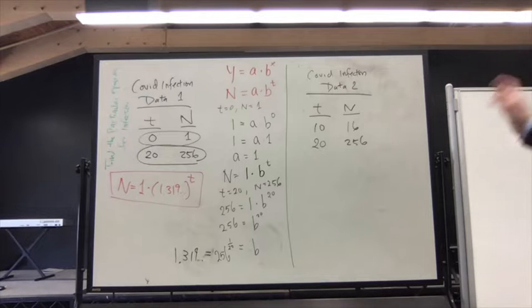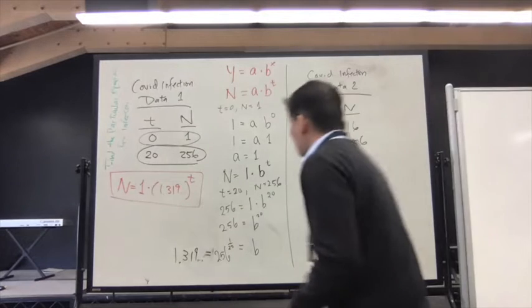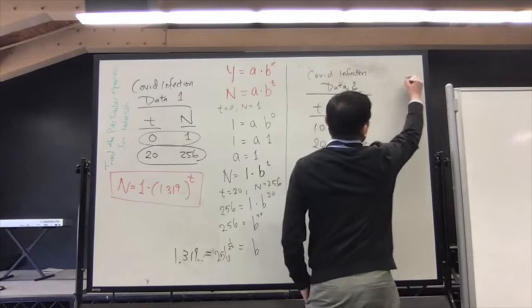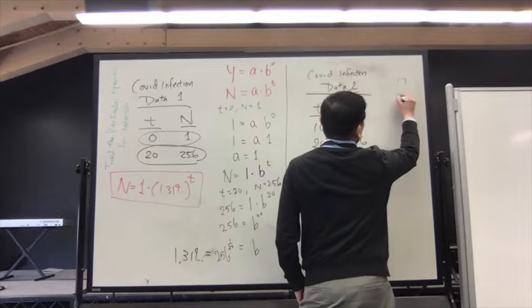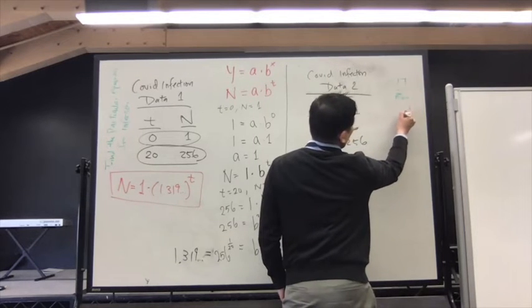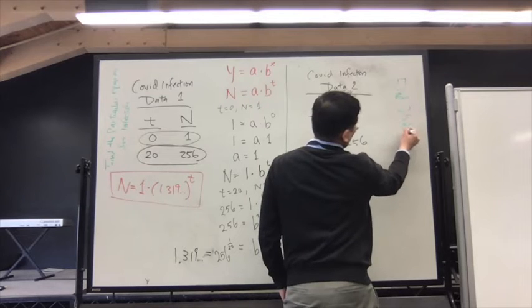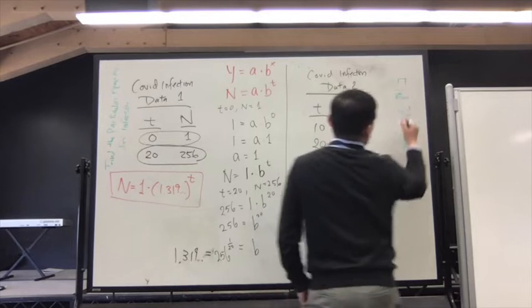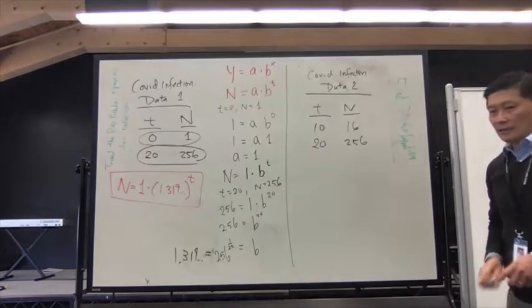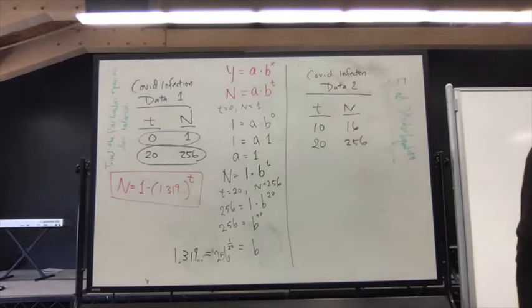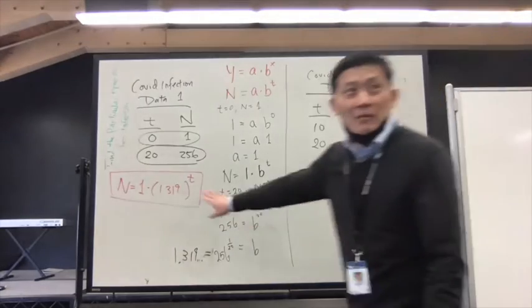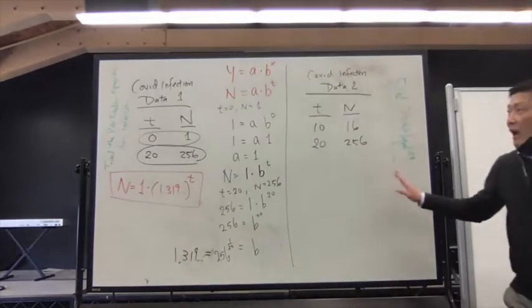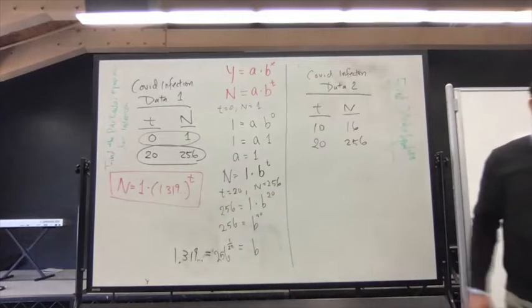I want you to find a particular equation using this data. Go ahead. Find a particular equation using this data. I'll give you the answer. The answer is the same. You're going to have to come up with the same equation. But what I'm interested in is how you get here.